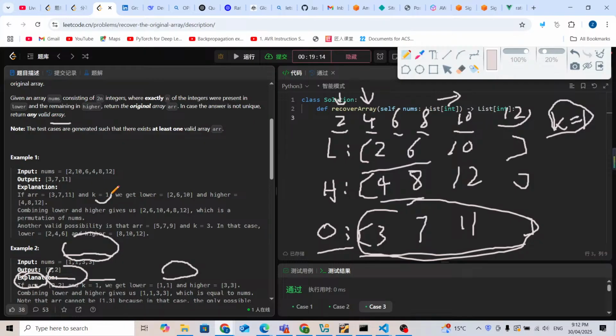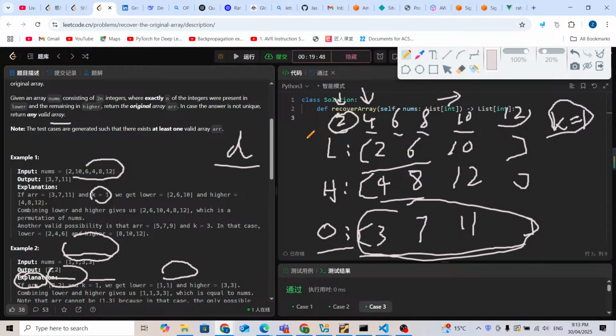But how can we solve this k? We can just use the brute force. We're gonna enumerate all the possibilities of the k. So for example, the first number, the lower number is 2, so the difference of the two numbers can be 4 minus 2, 6 minus 2, 8 minus 2, 10 minus 2, and 12 minus 2. We just need to check the difference of the two numbers.